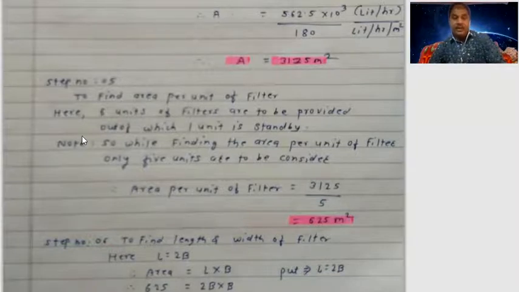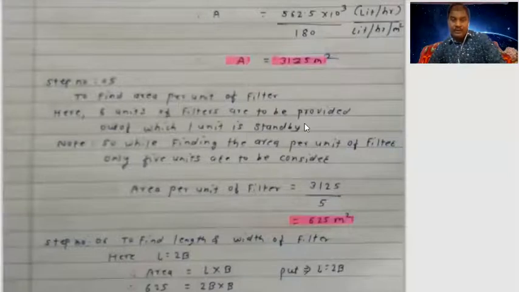Then step number 5, to find the area per unit of the filter. Here, 6 units of the filter are to be provided, out of which 1 unit may be standby. This is a very important statement. Out of 6, 1 unit is the standby. Here is the note given.